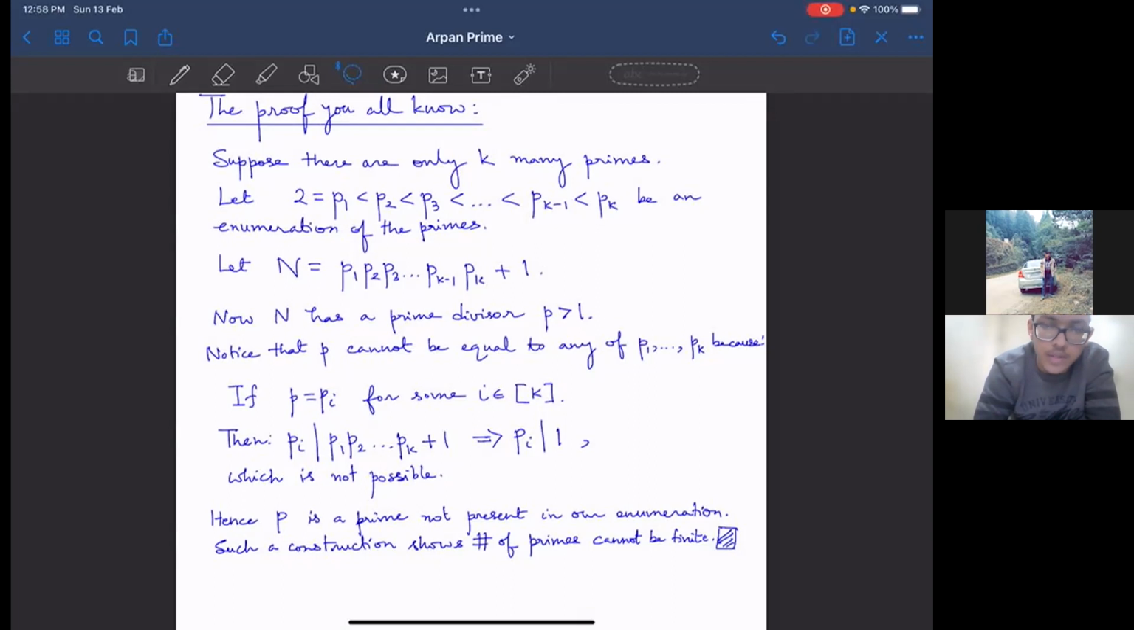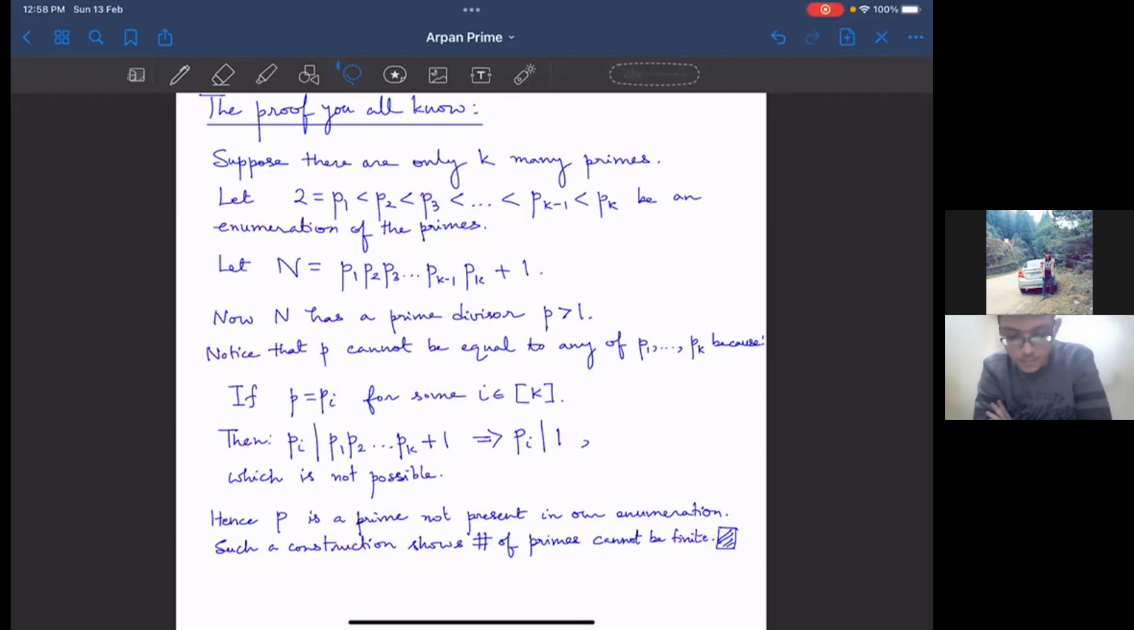Essentially, Euclid's proof was almost the same, but he didn't enumerate all the primes. He worked with finite subsets of primes. So essentially the same argument. Anyway, this was the elementary proof that you have all seen.